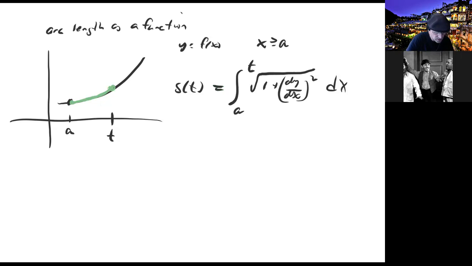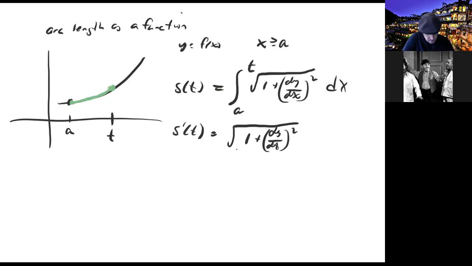Now I want to point out that if we take the derivative of s of t, we get s prime of t. By the fundamental theorem of calculus, this is the square root of 1 plus dy dt squared. So the derivative is the integrand. That's what the fundamental theorem of calculus says. I'm going to do an example of the arc length function, but I need some space to do it, so let me clear the screen.